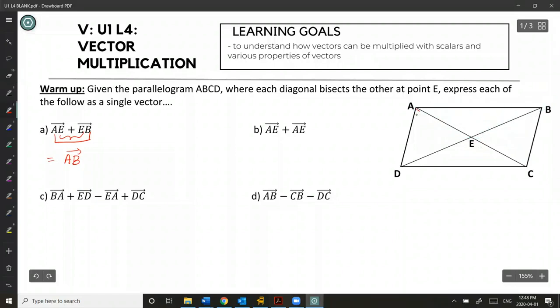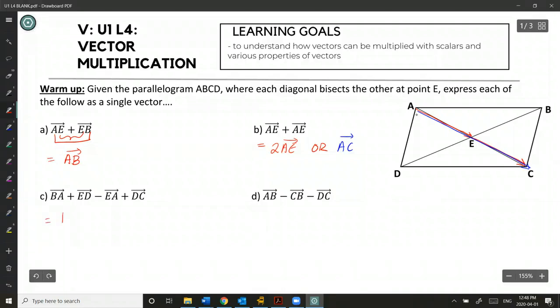Okay, AE is actually equivalent to the vector EC. So for this one, I can write two things. I can either write 2AE, because we have two lengths of AE, or if I have AE and another length of AE, I basically have AC, that entire diagonal. So you can also write AC.